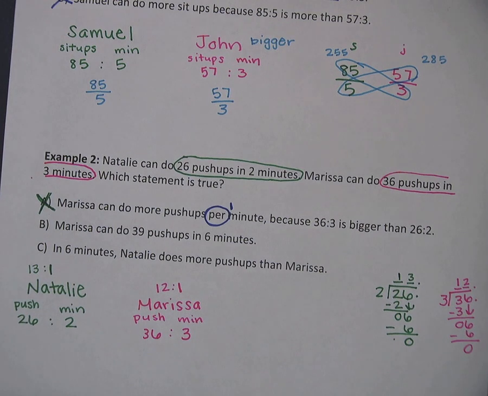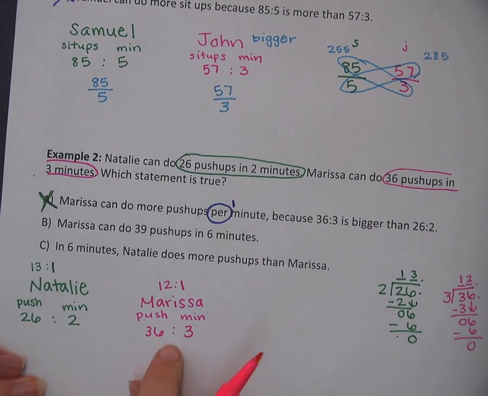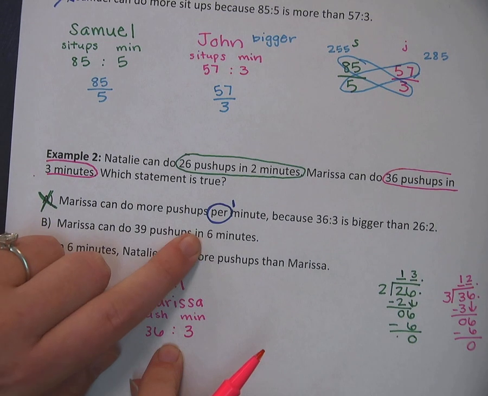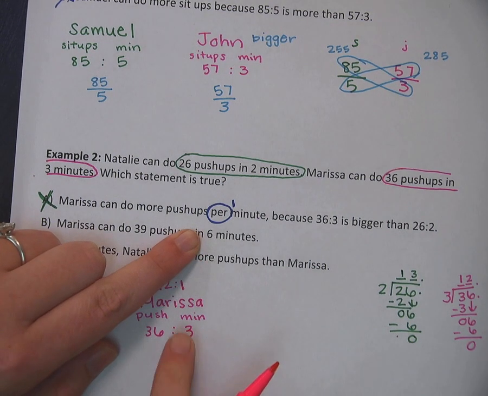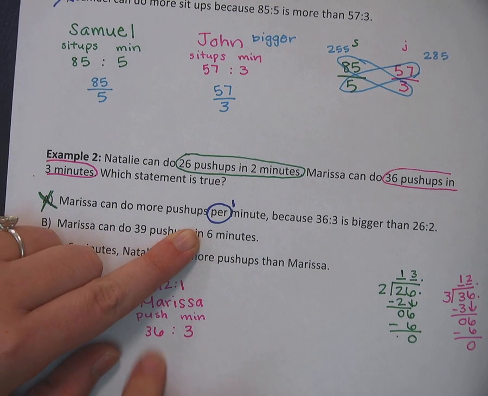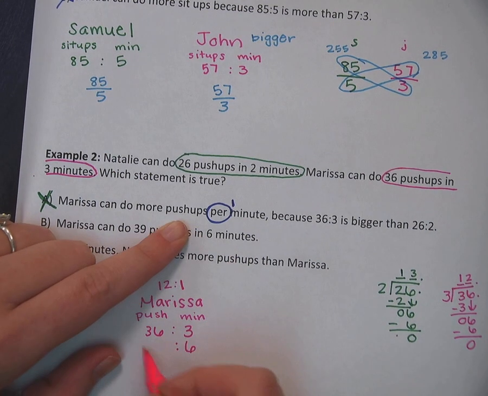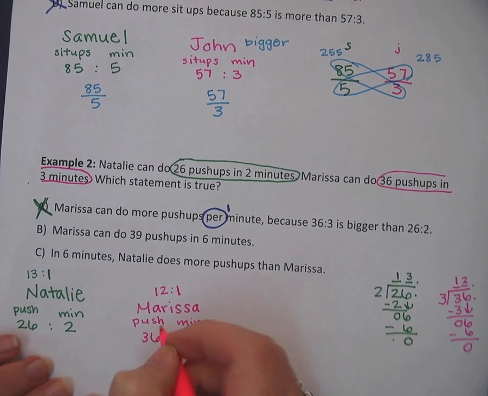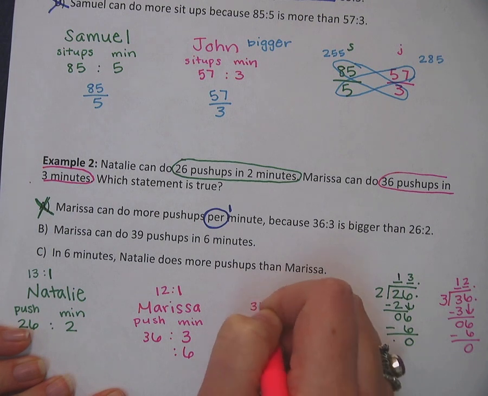The next one, Marissa can do 39 push-ups in 6 minutes. So we need to go to Marissa. Okay, Marissa, they want 6 minutes. We have 3 minutes. So since we're getting bigger this time, we can skip count. So on this side, we're going to count by 3s. And on this side, we're going to count by 36s. So 3, 6 will work. So I need to do my skip count on this side. So I don't know 36 plus 36 in my head. So I can just do 36 plus 36.